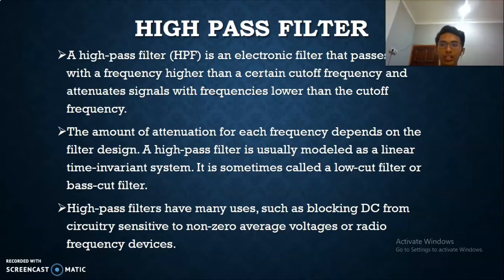First, for the meaning, a high pass filter is an electronic filter that passes signals with a frequency higher than a certain cut-off frequency and attenuates signals with a frequency lower than the cut-off frequency. The amount of attenuation for each frequency depends on the filter design. A high-pass filter is usually modeled as a linear time-invariant system. It is sometimes called a low-cut filter or bass-cut filter. The high-pass filter has many uses, such as blocking DC from circuits sensitive to non-zero average voltage, or radio frequency devices.